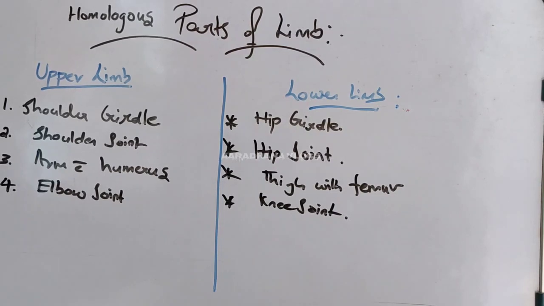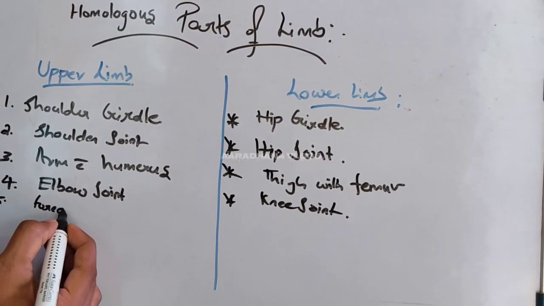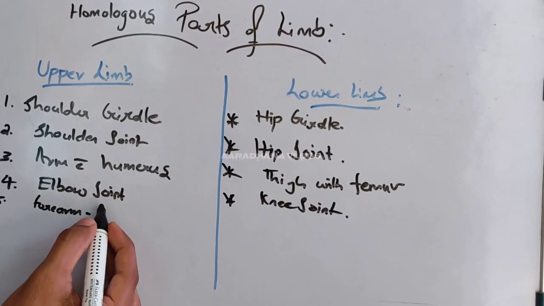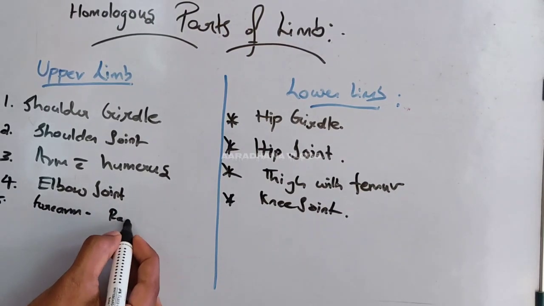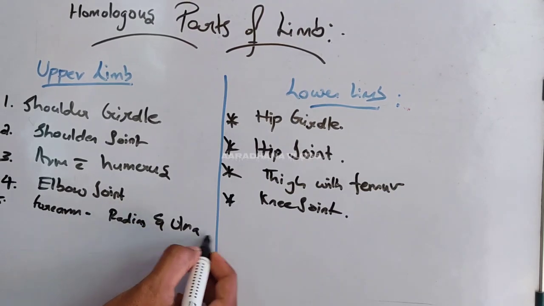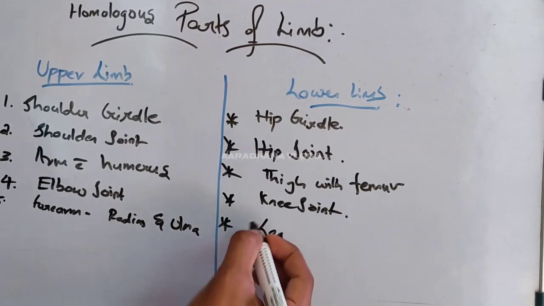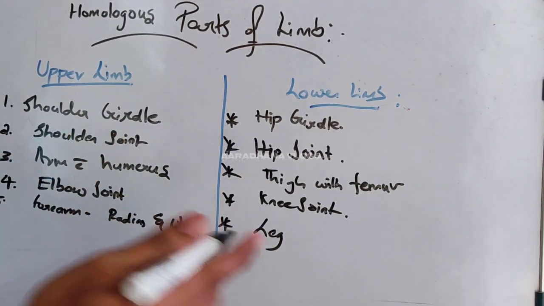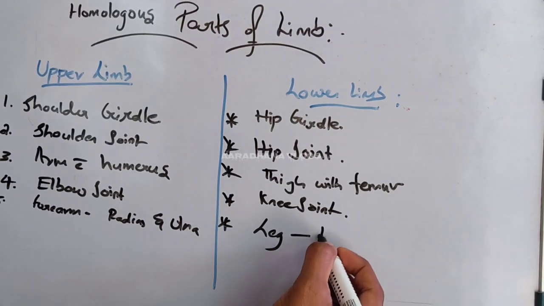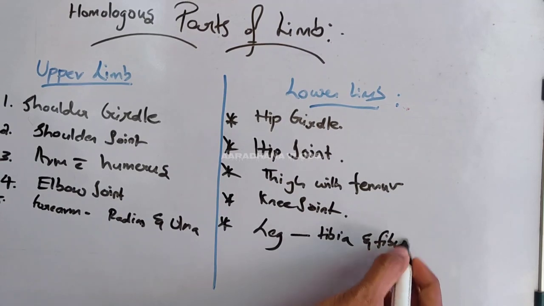Next is the fifth point, that is the forearm region. In the forearm region it has two bones, that is radius and ulna. In the lower limb, instead of forearm, it is the leg. Here in the leg again two bones are there, that is tibia and fibula.